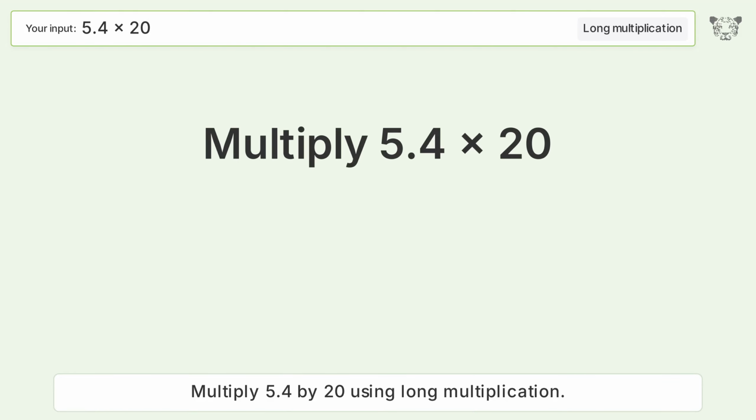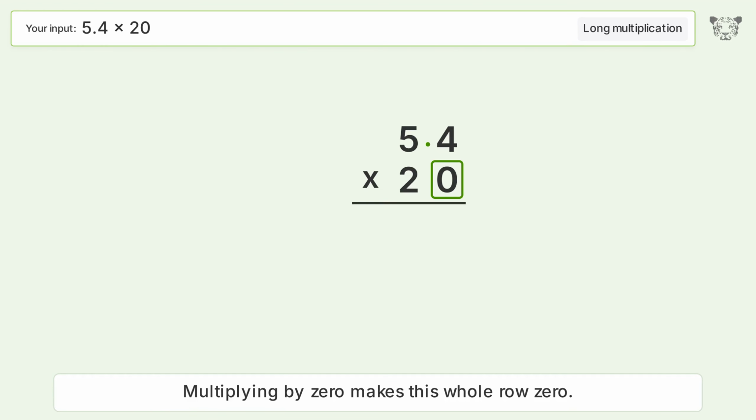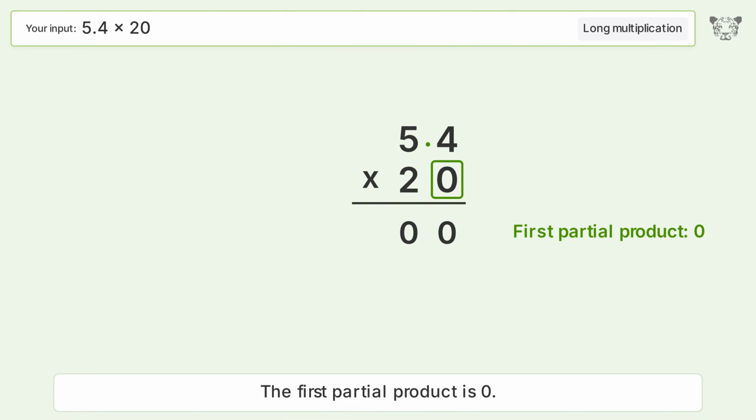Multiply 5.4 by 20 using long multiplication. For now, ignore the decimal points. Start with the rightmost digit of the bottom factor, 0. Multiplying by 0 makes this whole row 0. The first partial product is 0.